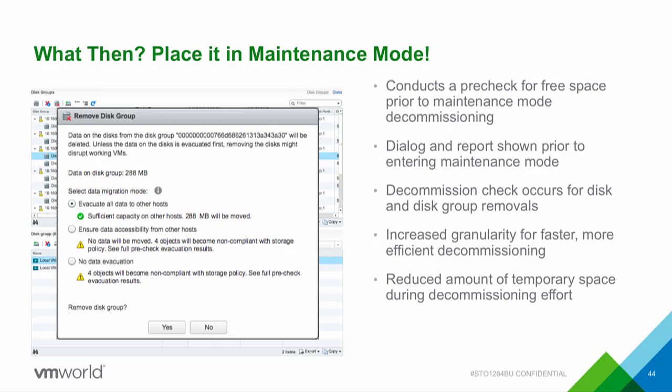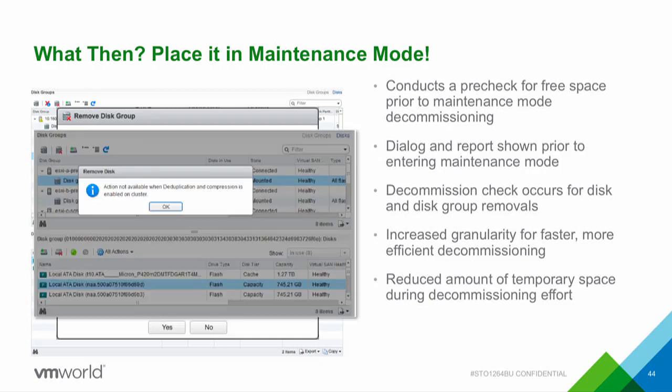You can imagine that if you have an environment with 50 terabytes per host, you may need to move a lot of data around. So we will tell you how much data will need to be moved, and if you don't want to move the data, what the impact is of making that decision, because it may render some of the virtual machines inaccessible. If you have only one copy of the data available at that particular point in time, then you will need to move it, because otherwise the data will become inaccessible. And last but not least, if you have deduplication and compression enabled, you can only place that particular disk group into maintenance mode, not a particular disk. So that's something to know for those already running an all-flash environment.